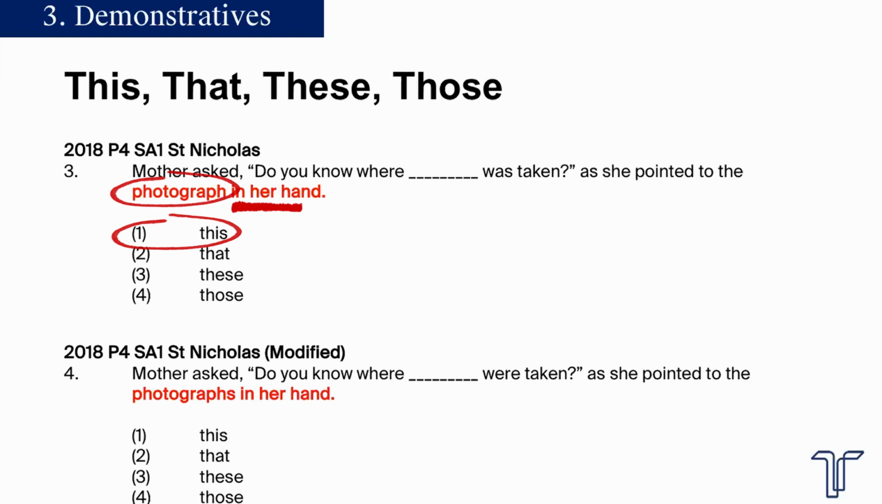Question 4, mother asked, same thing, right? I just modified the question. Do you know where blank were taken? As she pointed to the photographs in her hand. So again, in her hand tells you that it's near her. Photographs, in this case, is plural, right? So do you know where these were taken? Okay, pretty simple. All right, we move on to question type number 4.